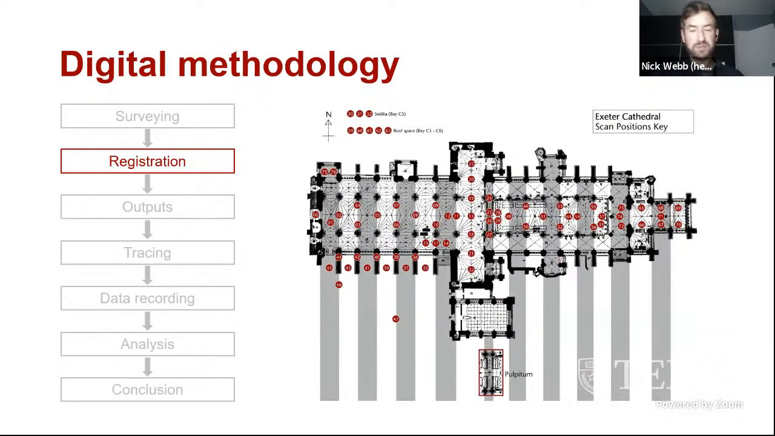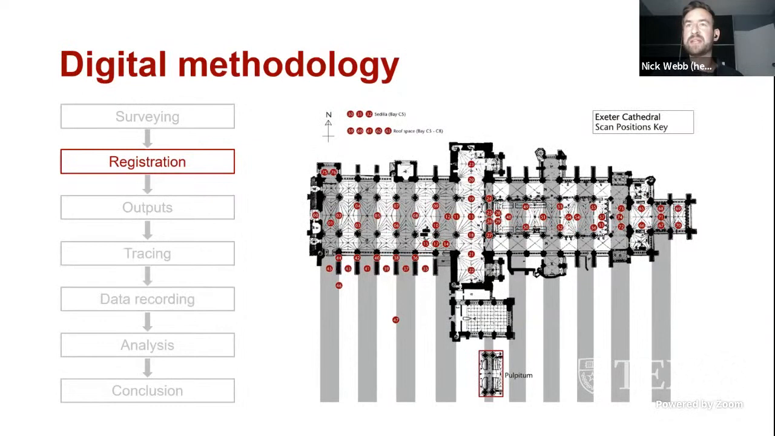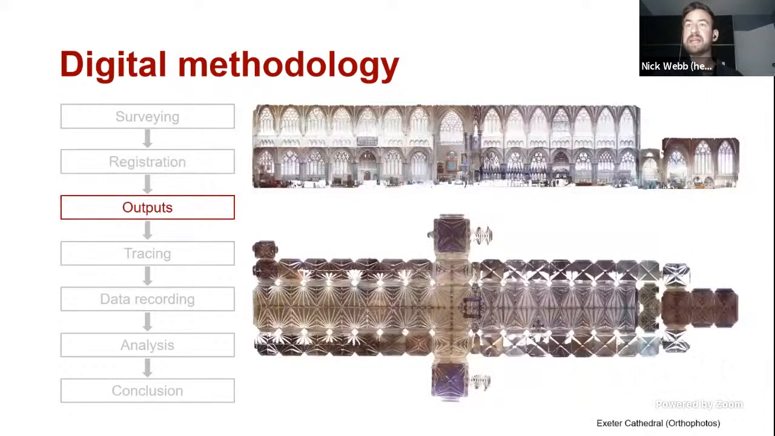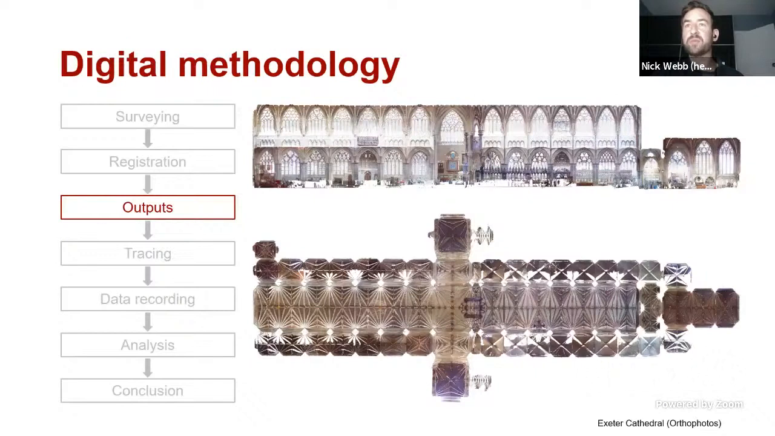And at Exeter, we produced around 80 scans, and this gives you an indication of where they were located and the areas within the cathedral that we were focusing on, that being the high vaults. And here you can see some of those initial outputs. So we have at the top a sectional view all the way along the nave, the choir, and into the Lady Chapel. And then below we have a plan version of that.